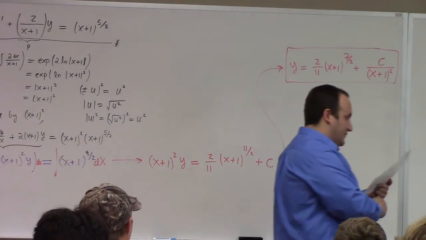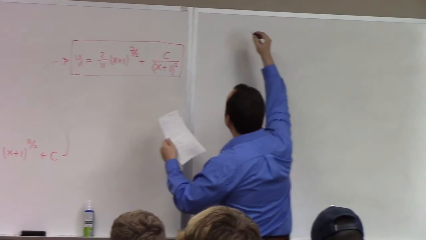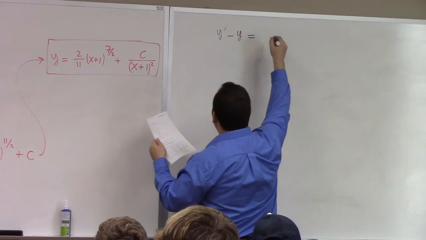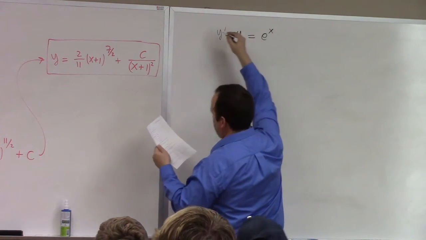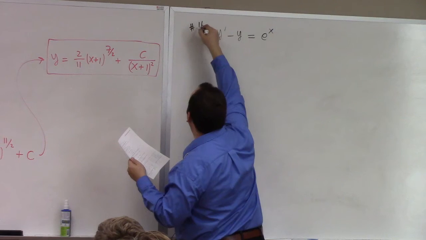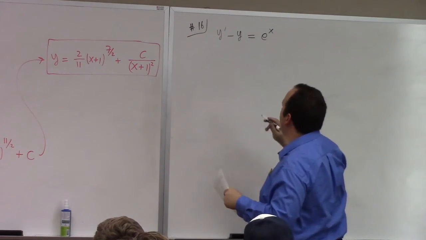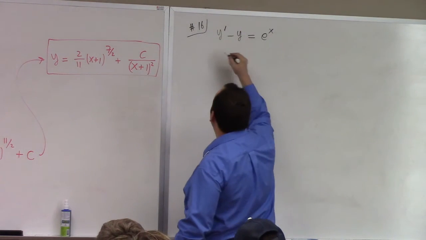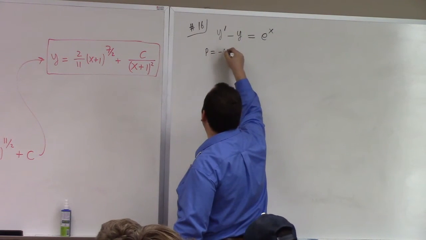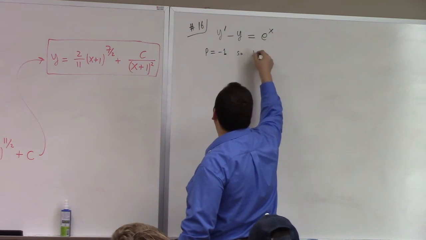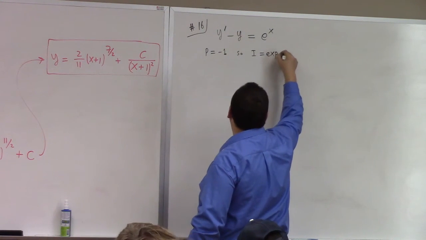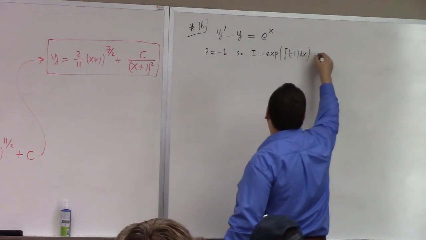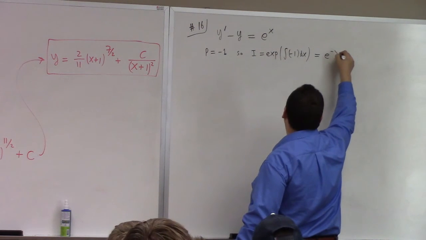This one will be relaxing after what we've been doing. Y prime minus y equals e to the x. Number 6, this one, right? Okay, so here, it's already in standard form. Great. My p is just equal to minus 1 in this case. So the integrating factor is the exponential of the integral of minus 1 times dx. But that is just e to the minus x.